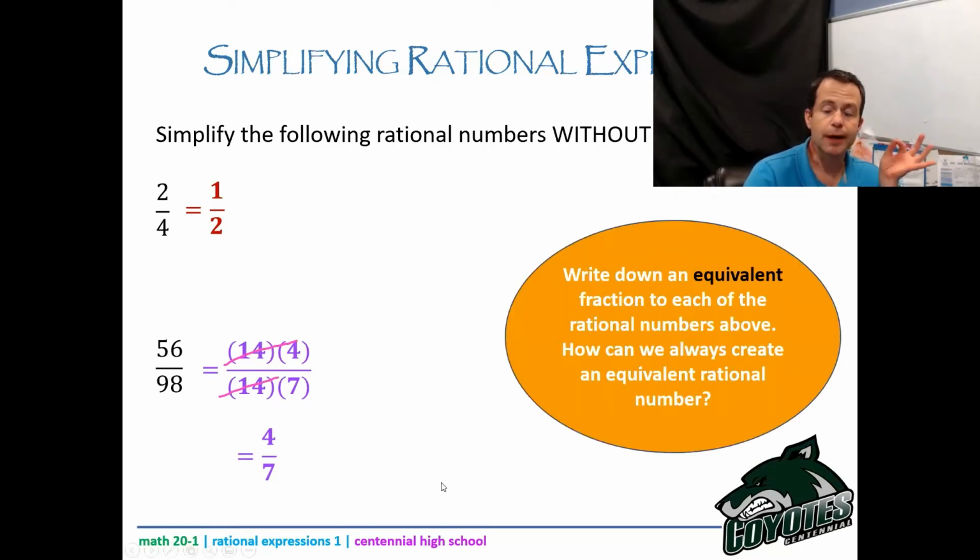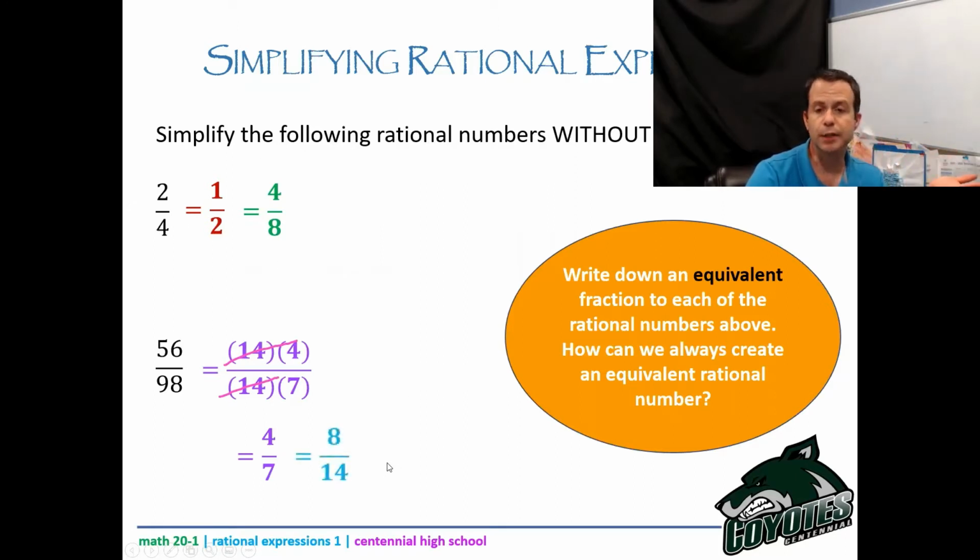Now, write down an equivalent fraction to each of the rational numbers above, which for me, they're just on the left here. How can we always create an equivalent rational number? Well, the easiest thing to do to create an equivalent rational number is to multiply both the numerator and the denominator by the same number, okay? So it doesn't really matter what I do, as long as I do the same thing to the top and the bottom at the same time. So 1/2, I change to 4/8. 1/2, 2/4, 4/8, those are all equivalent fractions. How did I get there? I multiplied the top and the bottom here by 4. Or I could have looked at the original and said I multiplied the top and the bottom by 2, okay?